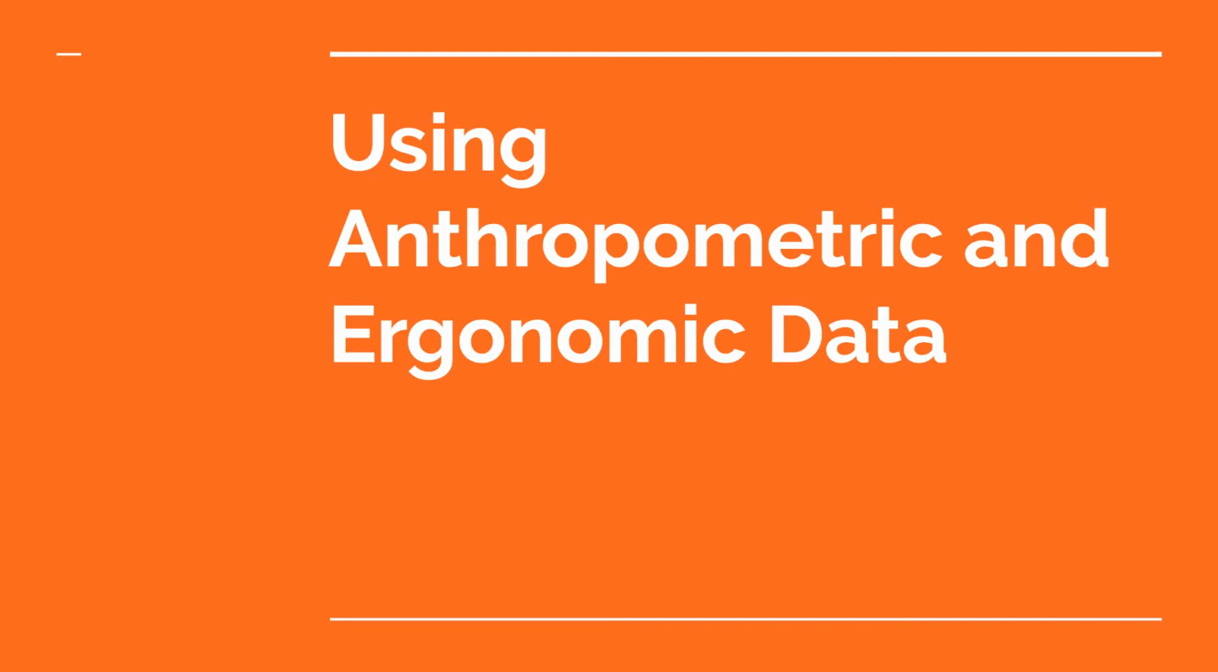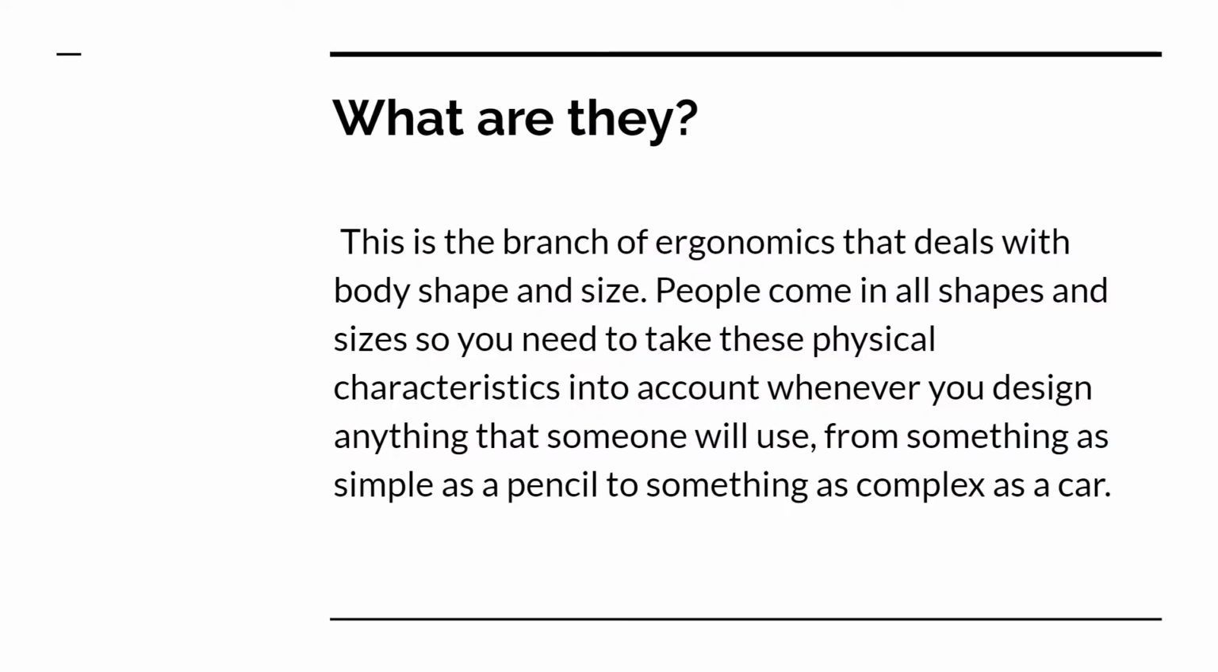In this video we're going to look at using anthropometric and ergonomic data. Just to define what specifically anthropometric data is in relation to ergonomics: this is a branch of ergonomics that deals with body shape and size. People come in all shapes and sizes, so you need to take these physical characteristics into account whenever you design anything that someone will use, from something as simple as a pencil to something as complex as a car.